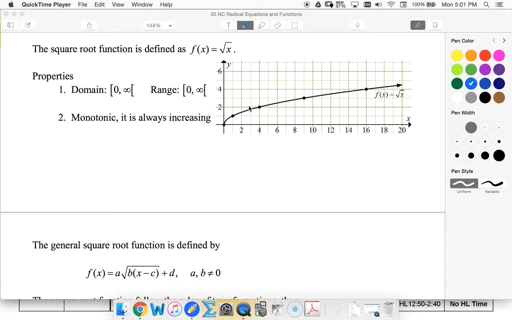I'm slowly increasing over time, but I am always increasing. So we say that the function is monotonic. If it's always increasing or always decreasing, that is monotonic.